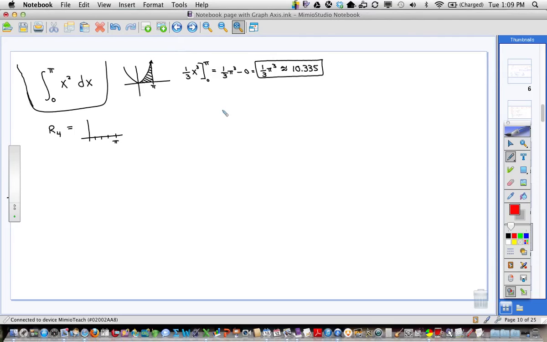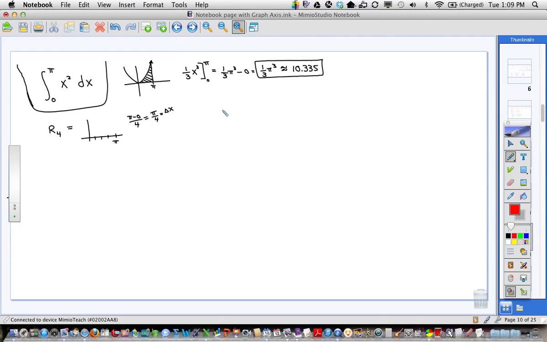What do I need to calculate next? The width of each interval, right? So what's the width going to be? B minus A divided by N. Pi minus 0 divided by 4, pi over 4. So my width, that's my delta x, right? That's the delta x that we've been talking about. That's the width.